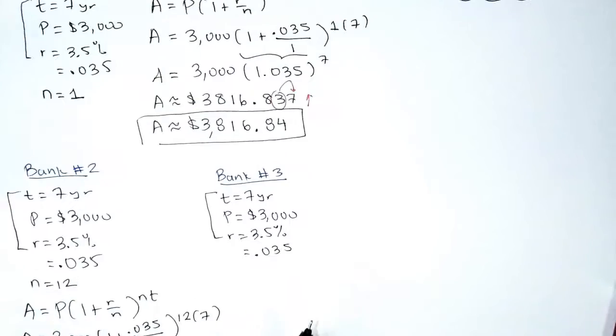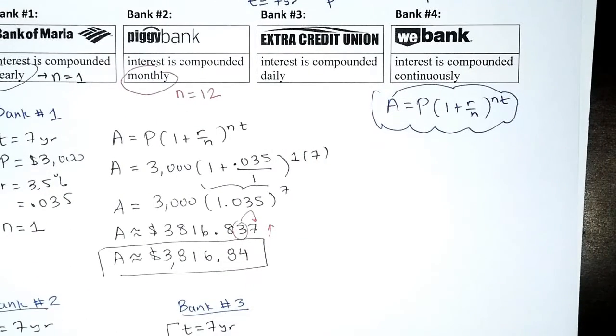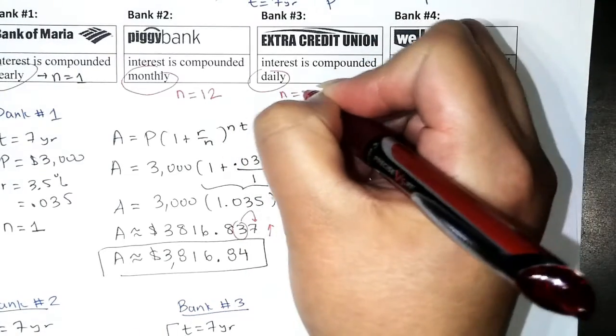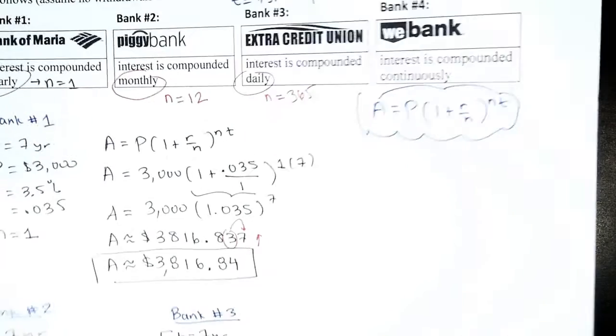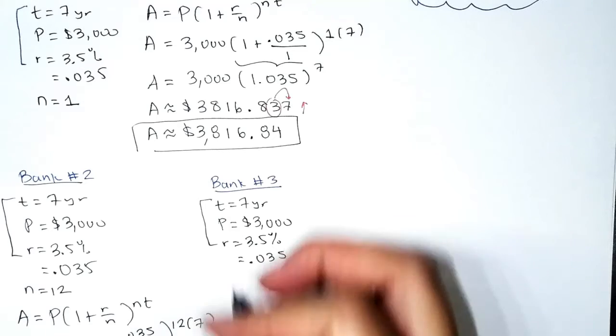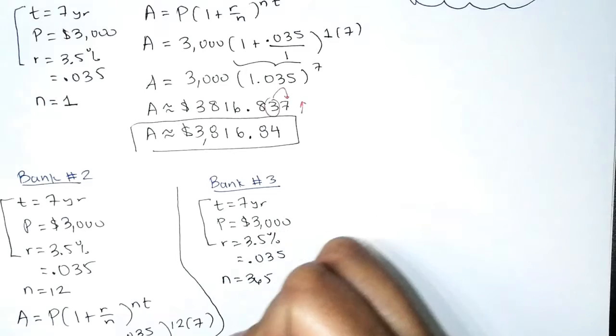In this case, for bank number 3, the Extra Credit Union, the interest is compounded daily. They pay the interest daily. So how many times do they do it per year? If the interest is compounded daily, that means they pay it 365 times a year, because there are 365 days in the year. So let's bring that to our solution. We have n equals 365.